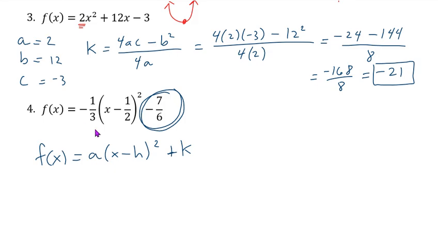Now, since the value of a is negative, the parabola for this opens downward. So this one has a maximum value. And so the maximum value is negative 7 over 6. So max value is negative 7 over 6.